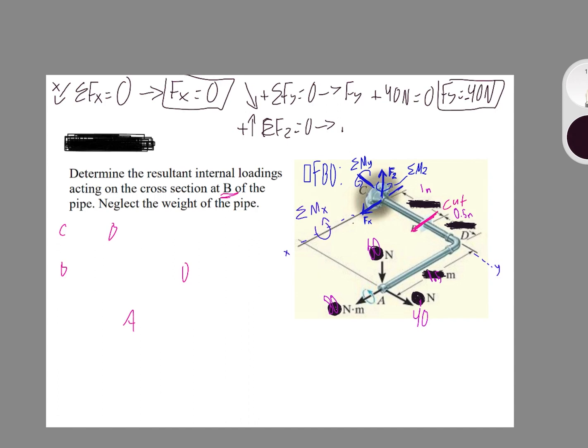Let's go Fz minus, so we've got acting in the Z direction, minus 60 N equals 0. So that means Fz equals 60 newtons. Good deal. Let's go ahead and start taking our moments.